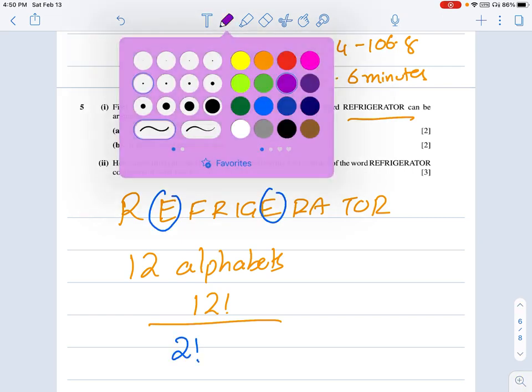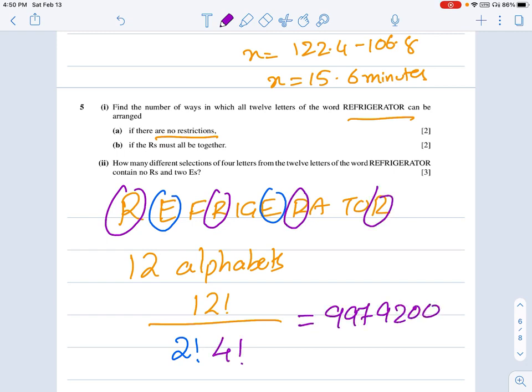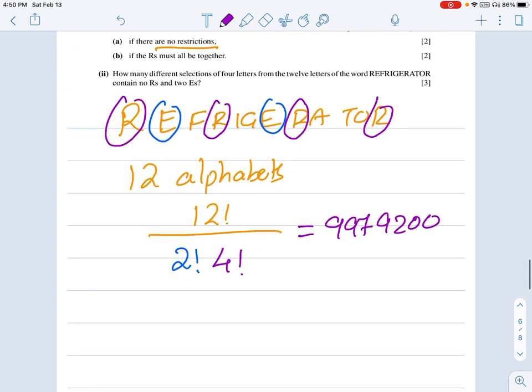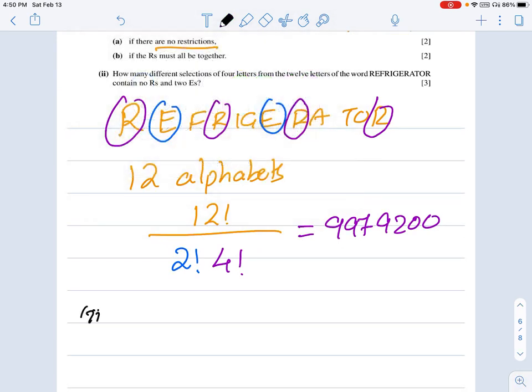Is there any other alphabet to be repeated? R, 1 R, 2 R's, 3 R's, 4 R's, so 4 factorial. Divide by the repetitions. So directly I'm writing the answer. That's the answer. Whatever the number of the alphabets are repeated, divide by that. The second part: all R's must be together.